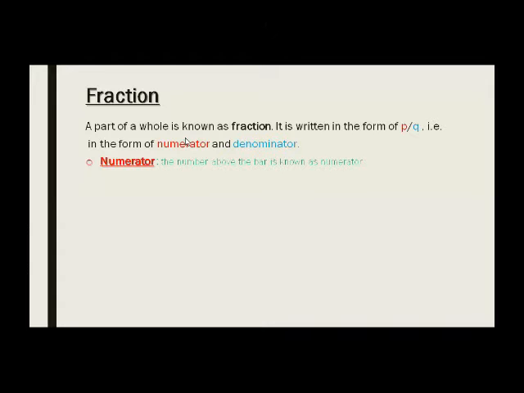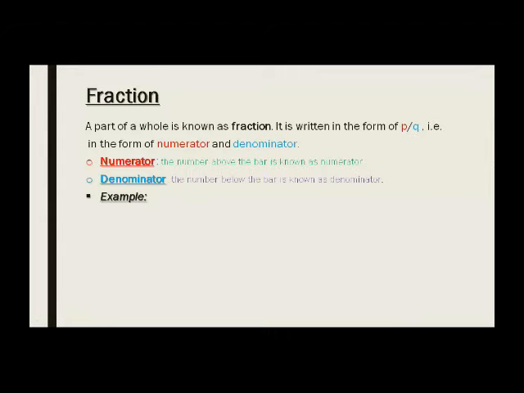So what is the numerator? The number above the bar is known as the numerator. Here P is the numerator. The number that is written above the bar, or above the upon line, is the numerator. And then what is the denominator? The number below the bar is known as the denominator. Here Q is the denominator. The number that is written below the bar is called the denominator. P is the numerator, Q is the denominator.